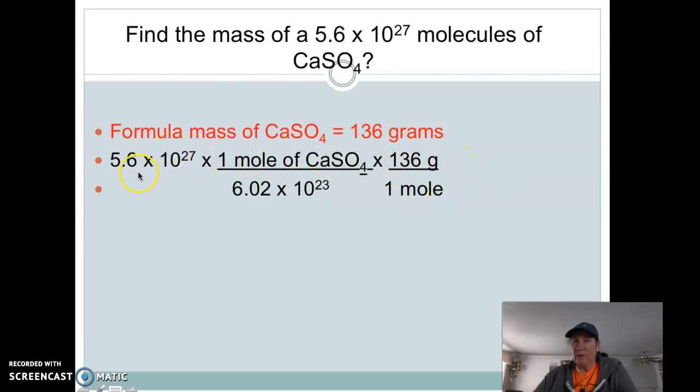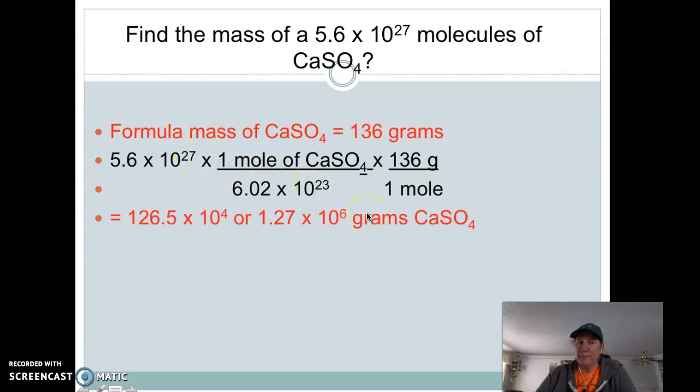So to solve this, I'm going to go 5.6 times 136. Then I'm going to divide by 6.02 and get that number. And then with exponents, when you have scientific notation, you subtract them because I'm dividing. So it'd be 27 minus 23. Okay, so when I take 5.6 times 136 and I divide by 6.02, I get 126.5. And then 27 minus 23 is 4.